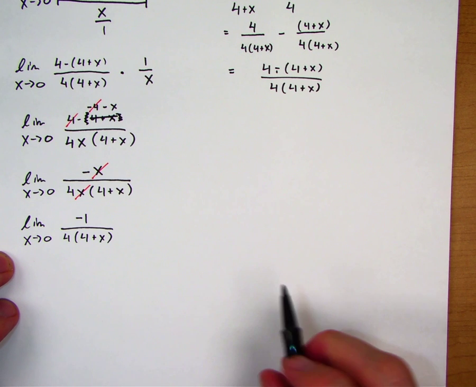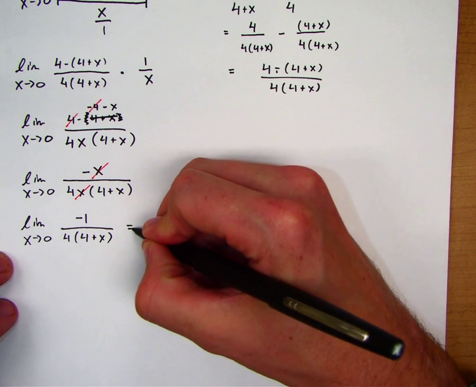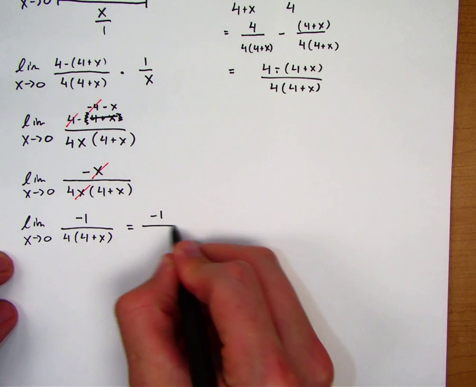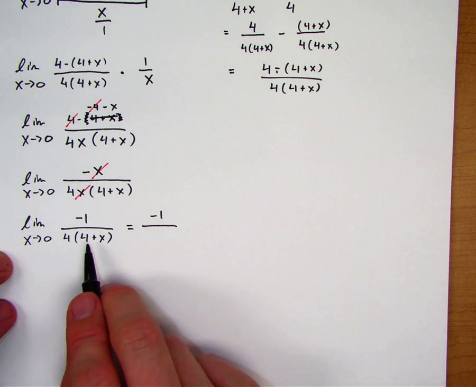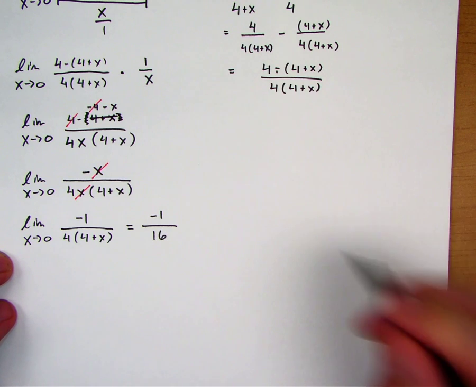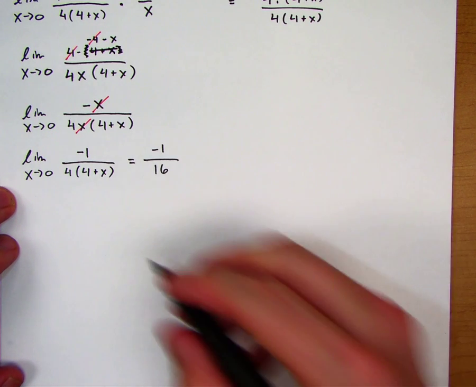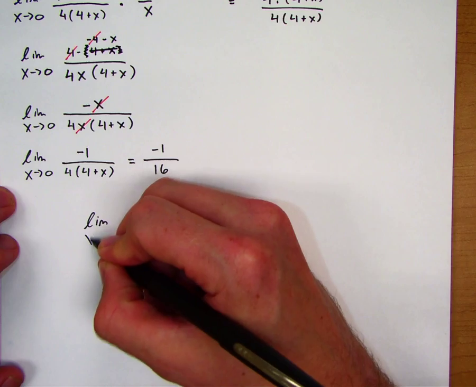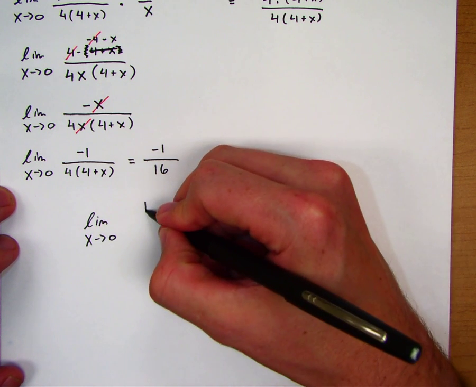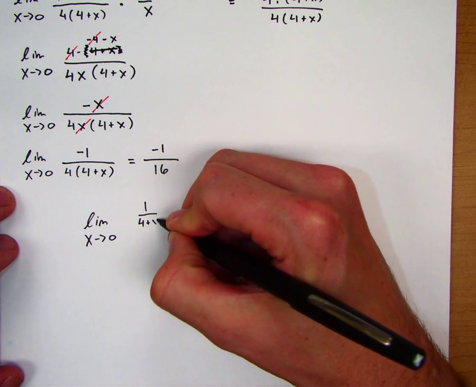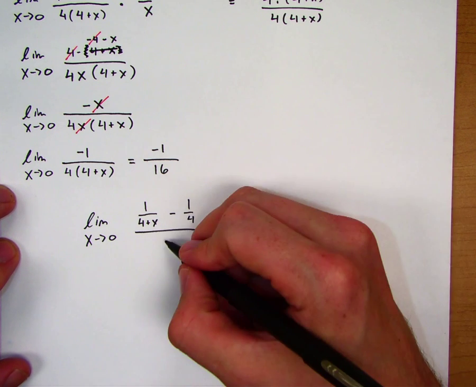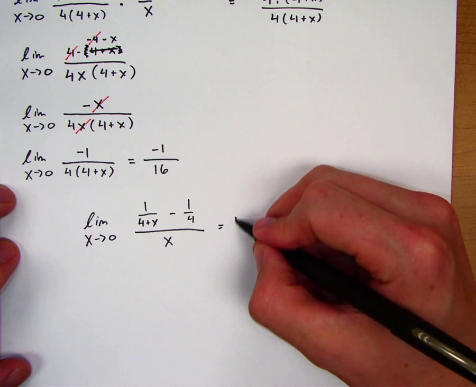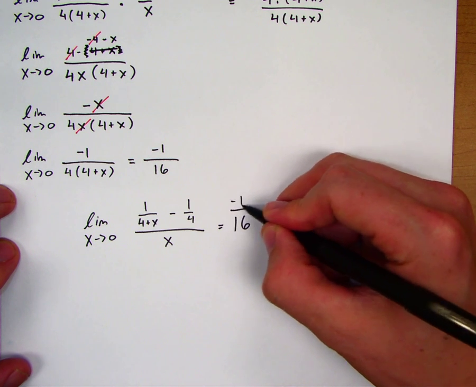Now here is something that I should be able to substitute into. The top is going to stay negative 1, and the denominator is going to be 4 times 4 plus 0, and that's 4 times 4, which is 16. So overall, my limit as x goes to 0 of 1 over 4 plus x minus 1 over 4, all divided by x, equals negative 1 over 16.